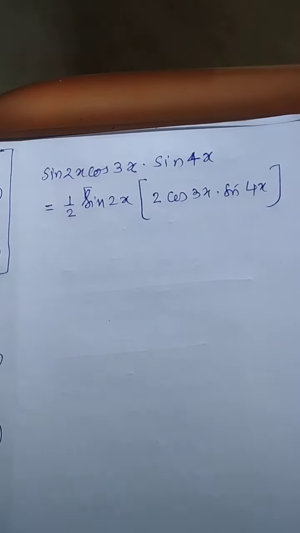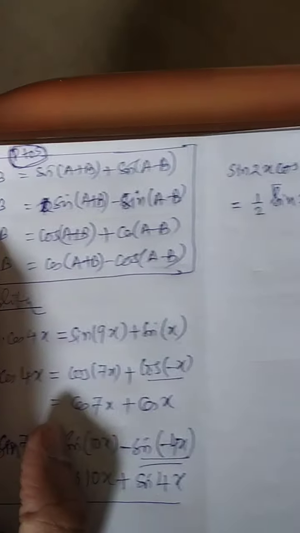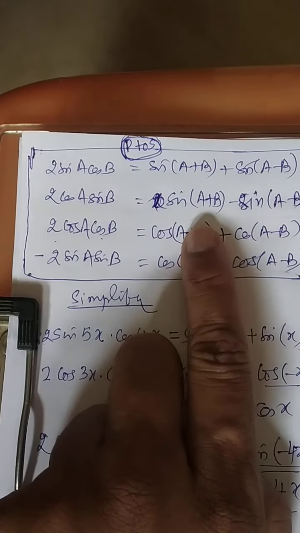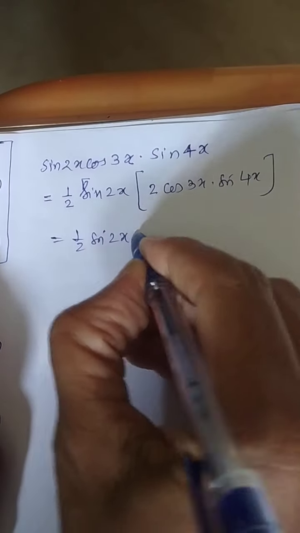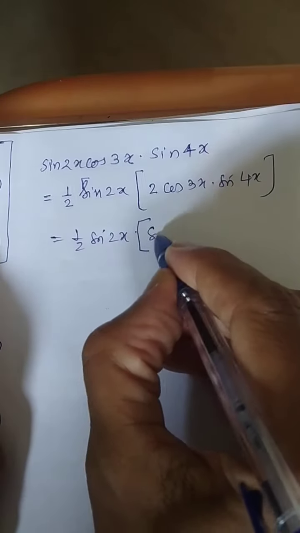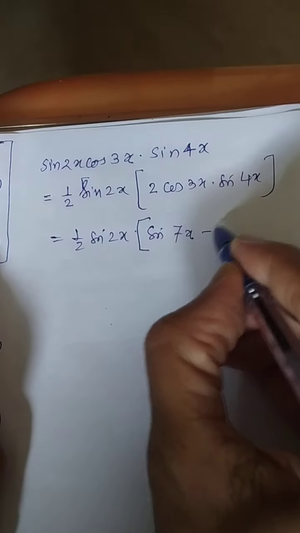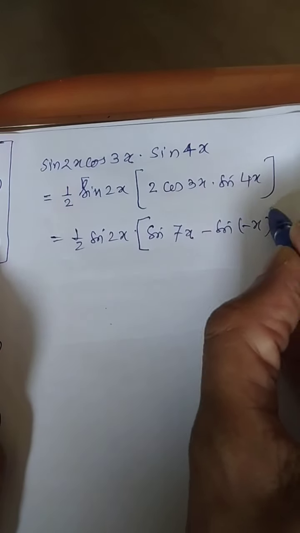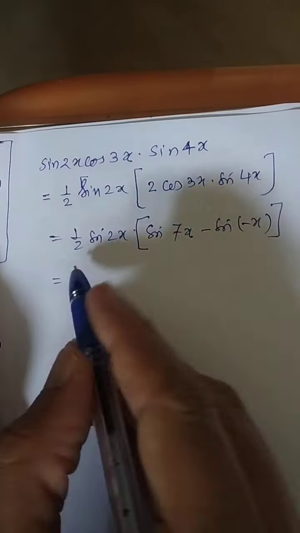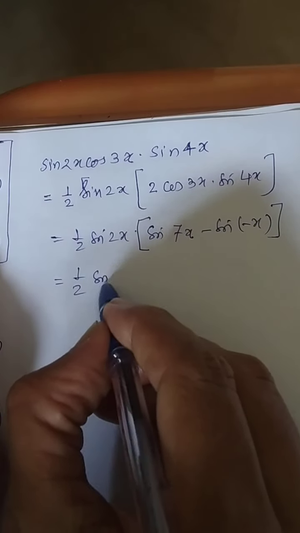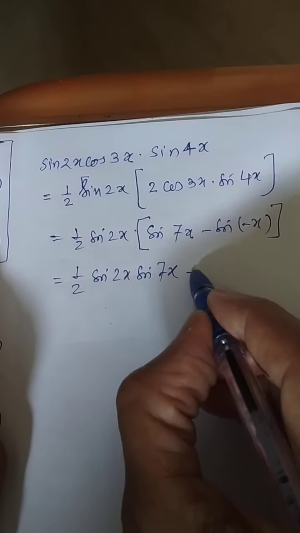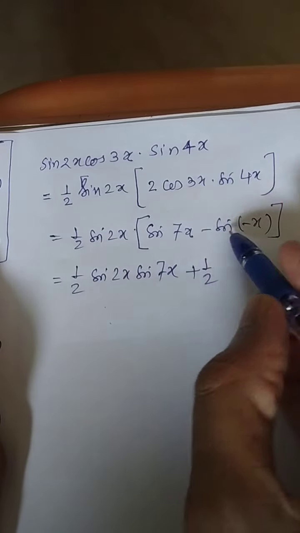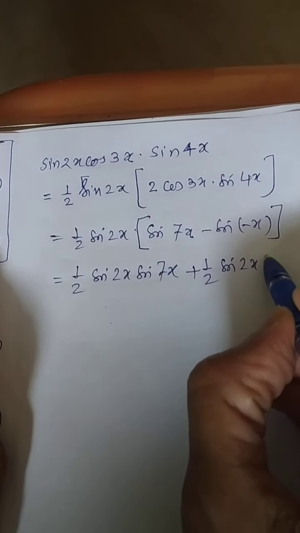Now this formula is known to you. 2 cos sin. Look here. 2 cos sin will be sin a plus b minus sin a minus b. So it will be 1 by 2 sin 2x as it is over here. Sin a plus b means sin 7x minus sin of minus x. Make a habit of writing like this. Further simplify, open the bracket and all. It will be 1 by 2 sin 2x sin 7x, this minus and this minus make plus over here. If cos is there, then no minus, that taken, sin 2x into sin x.